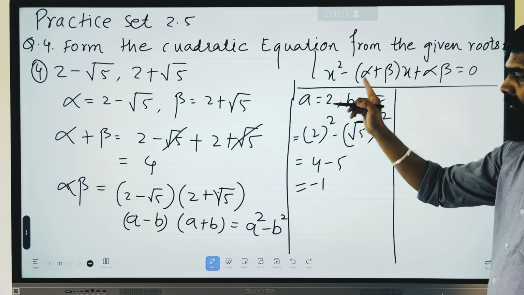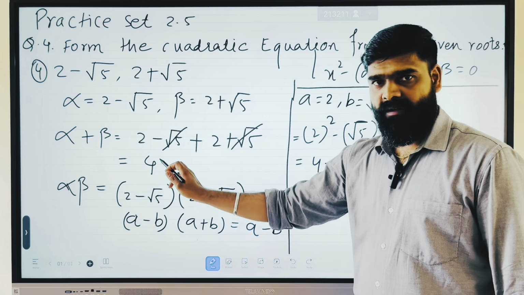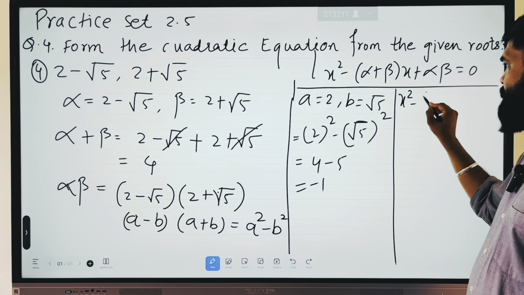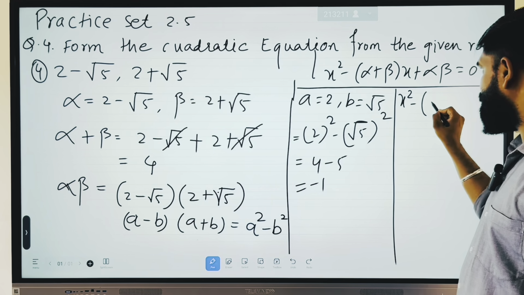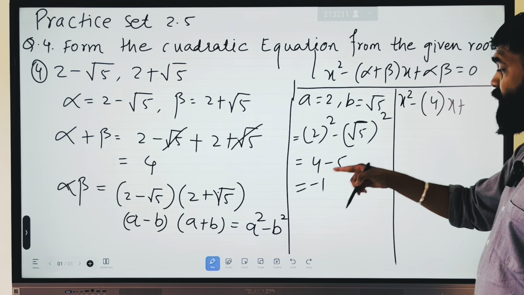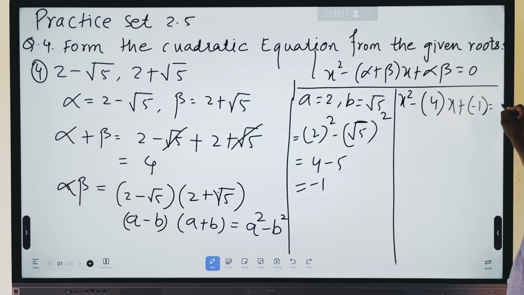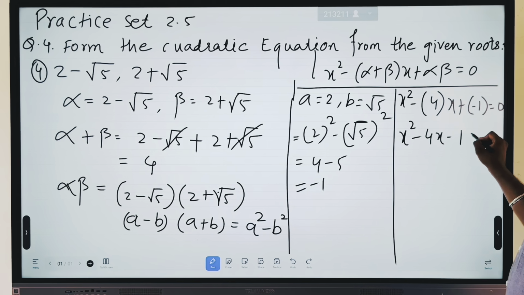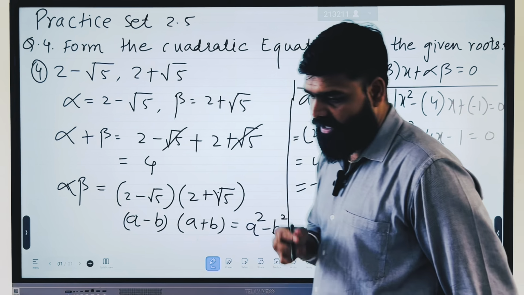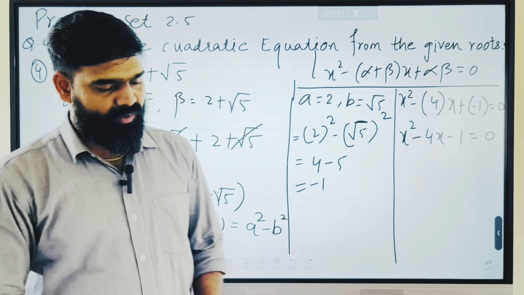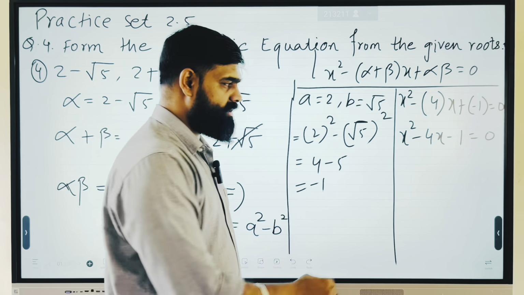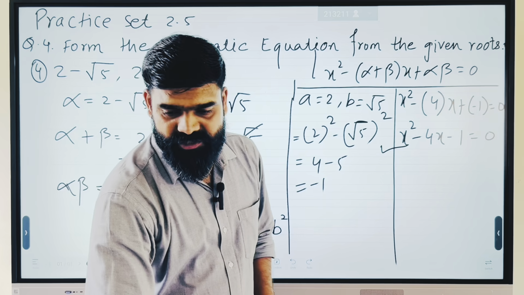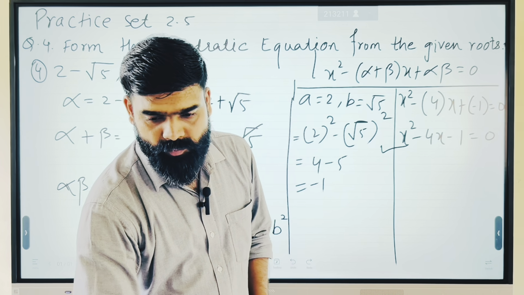So we have to put the values of alpha plus beta and alpha into beta into this equation: x square minus (alpha plus beta) x, which is 4x, plus alpha into beta, which is minus 1, is equal to 0. So the final answer is x square minus 4x minus 1 is equal to 0. This is the required quadratic equation. So this was about question number 4, practice set number 2.5.